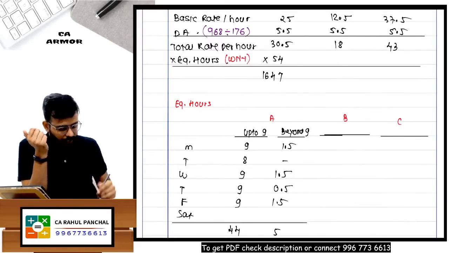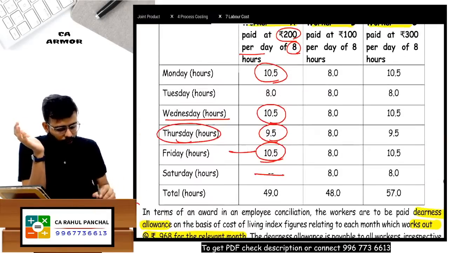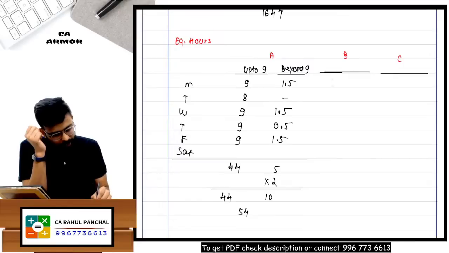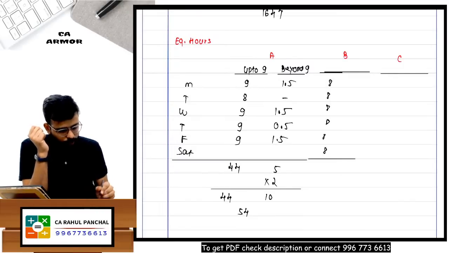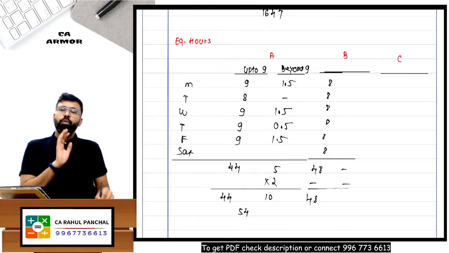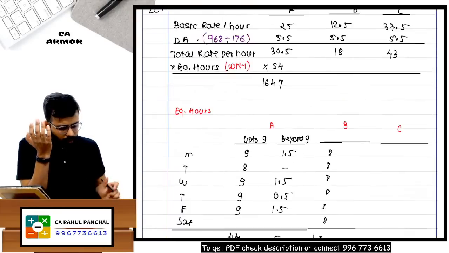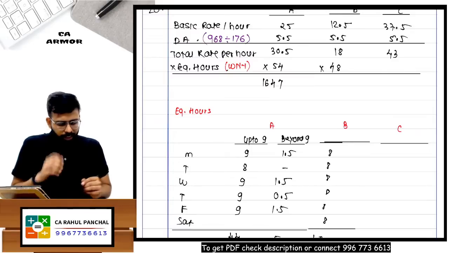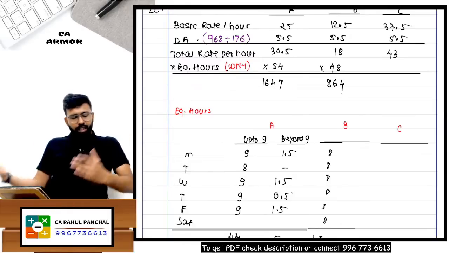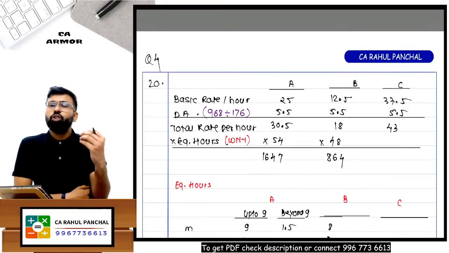Acha sir, worker B, is there any complication? No complication at all. Worker B has worked 8 hours every day. So every day he has worked 8, 8, 8, 8, 8, 8. So just multiply into 6 days, 8 into 6, all 48 hours. No overtime is done. So he will get paid for 48 hours only. That is 18 into 48, guys. We will get 864.